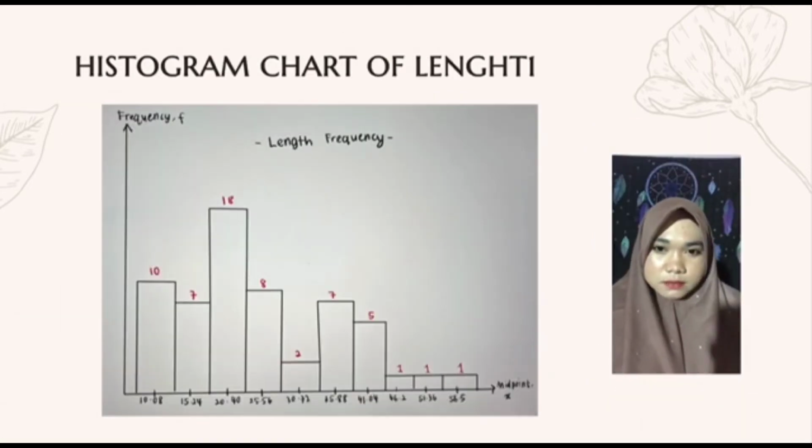Lastly, about the length, the histogram bars show the midpoint 20.40 states the highest frequency, which is 18, while the last 3 midpoints 46.2, 51.36, and 56.5 state the lowest frequency, which is 1.